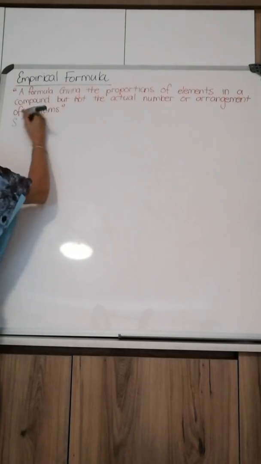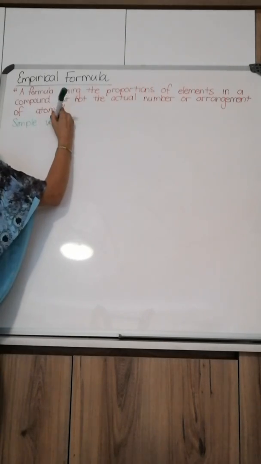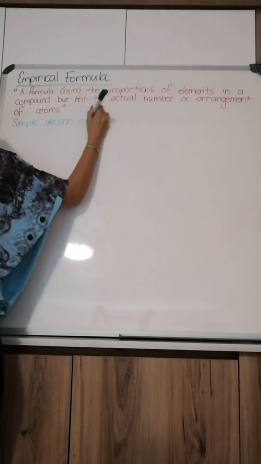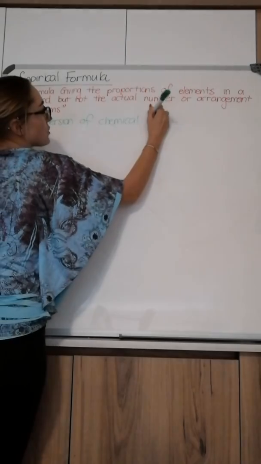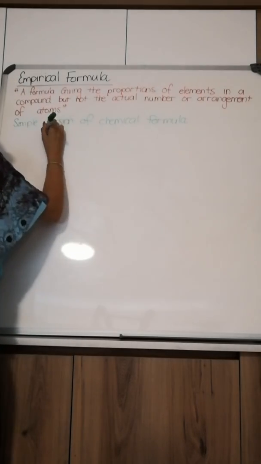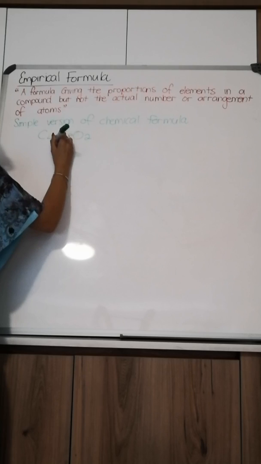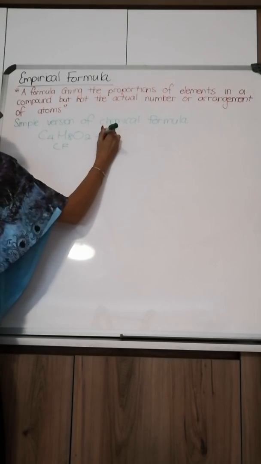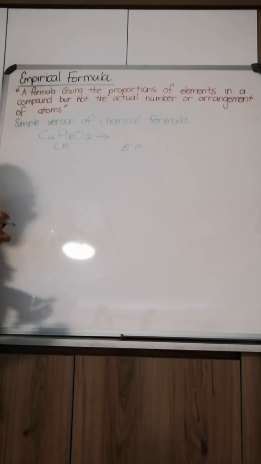So that in red is our formal definition, and this in green, it is the simple version of the chemical formula. Just for an example, if we have a chemical formula of C4H8O2, then our empirical formula for this would be the most simple version of it.